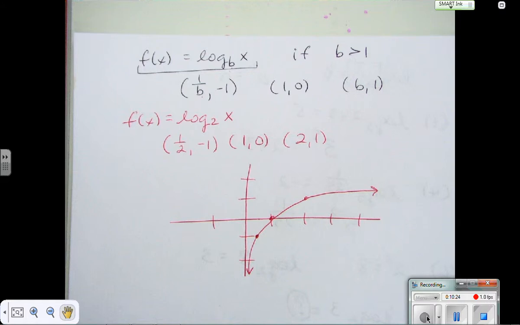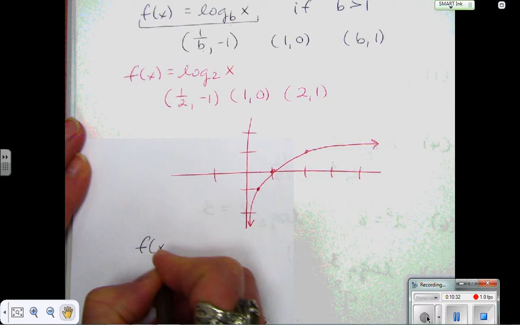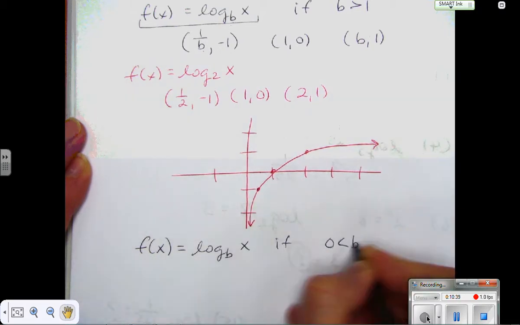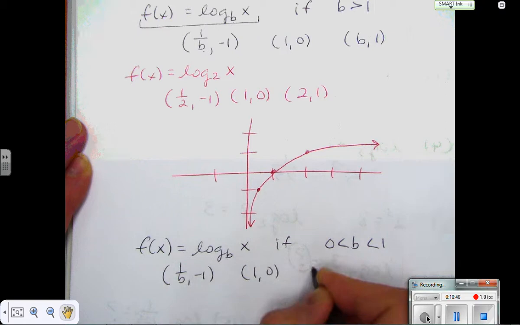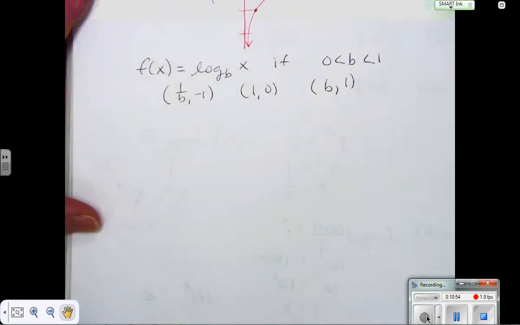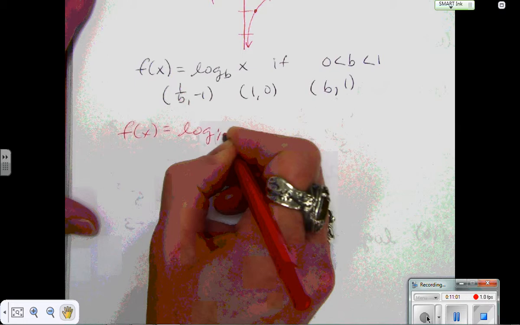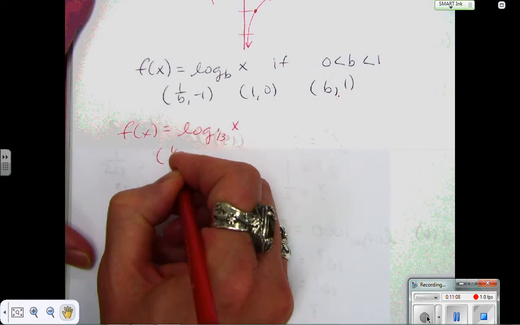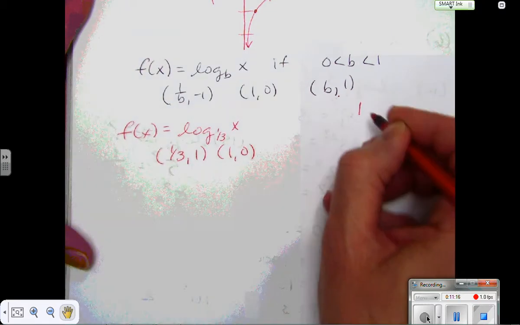Okay, now your second type of graph is when the base is between 0 and 1. It's a fraction, like 1/2 or 1/3. You're still going to use the same 3 points, but it's going to change because now the b is a fraction instead of a whole number. So let's plug in an example. f of x equals log base 1/3 of x. So this point b, 1 would just be 1/3, 1. Then 1, 0 stays the same. Then your last point, 1 over b, what's going to happen with that one? You're going to have 1 over 1/3. What's that going to work out to be?